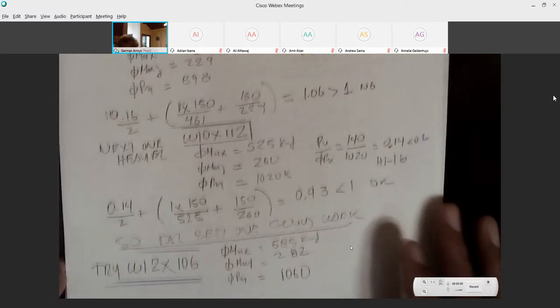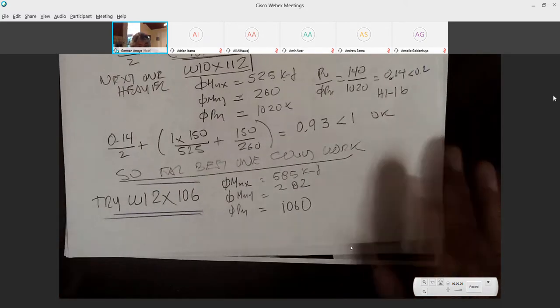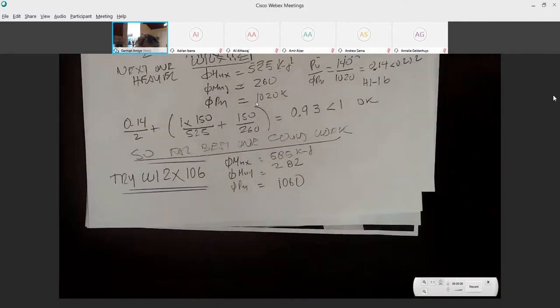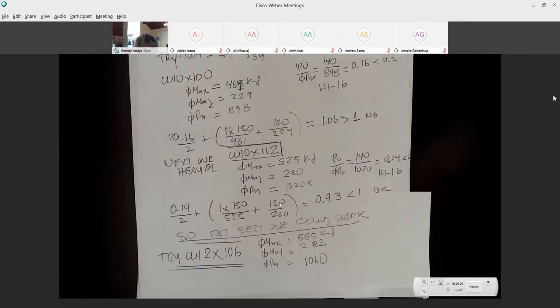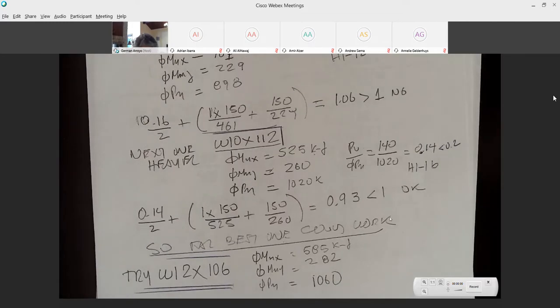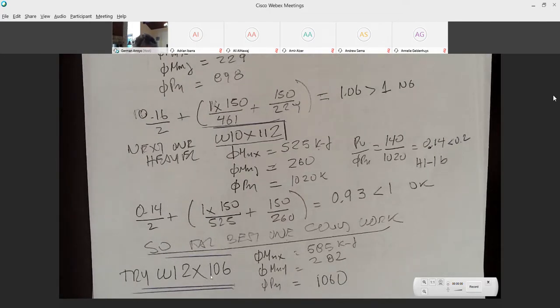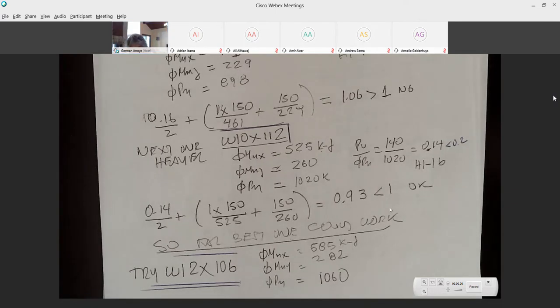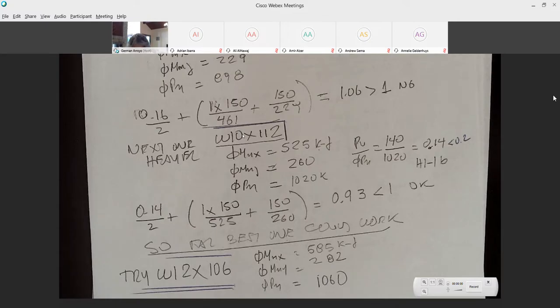So I went to a deeper section now. I finished with W10 by 112. This is the best one. So I went to the deeper section. But it has to be lighter. It has to be lighter to be a better section. I finished with the W10; I had a section that worked. So in the W12, I had to go to one that is lighter than 112. And the 106 is the next that is light.